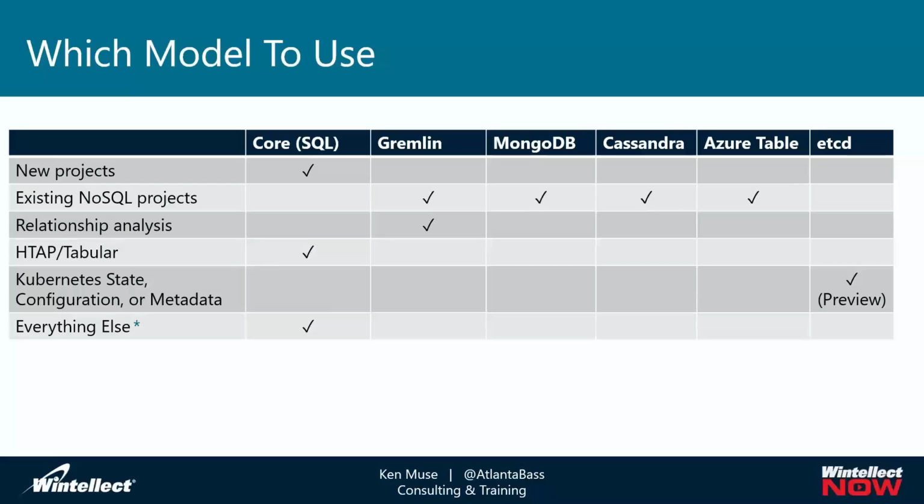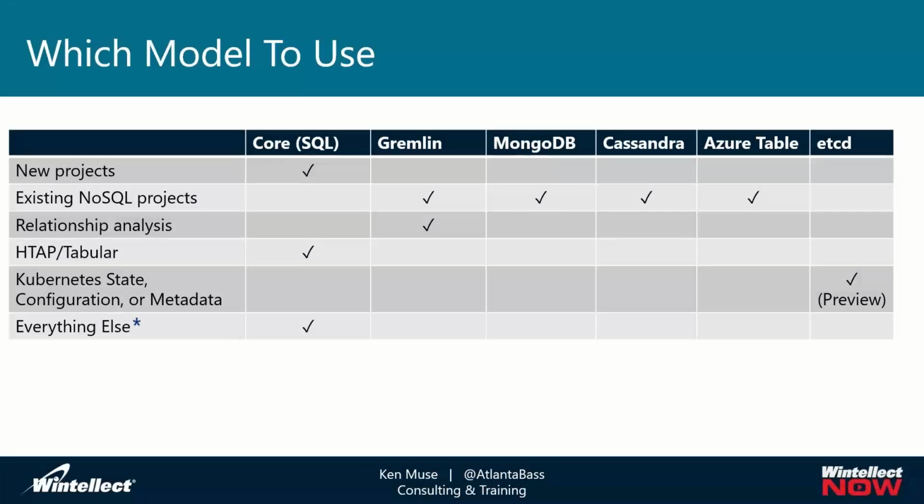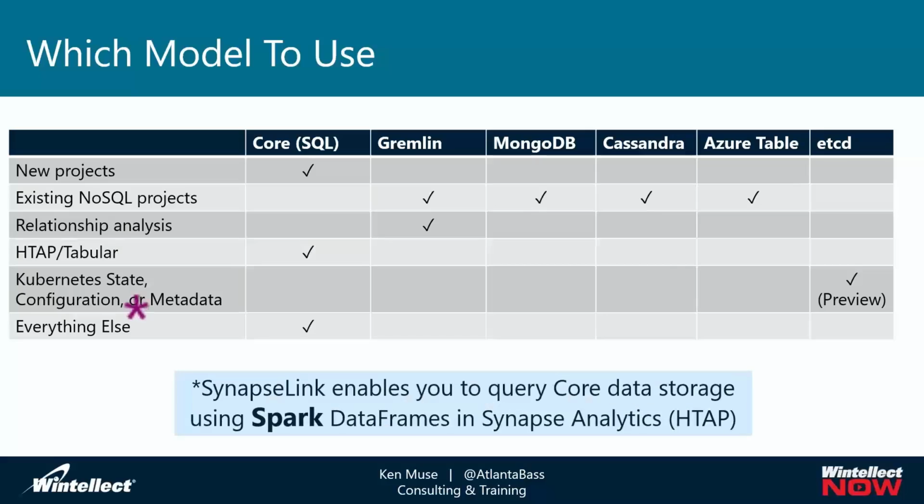If you're doing new projects, if you need to do HTAP or tabular models, if you're trying to get the most out of what Cosmos can do out of the box, then Core should be your default. Go towards the SQL APIs. And if you're trying to do everything else, think about Core as your initial go-to. But I put a big asterisk on that because when we say everything else, certain everything else's really do require you to work with Core.